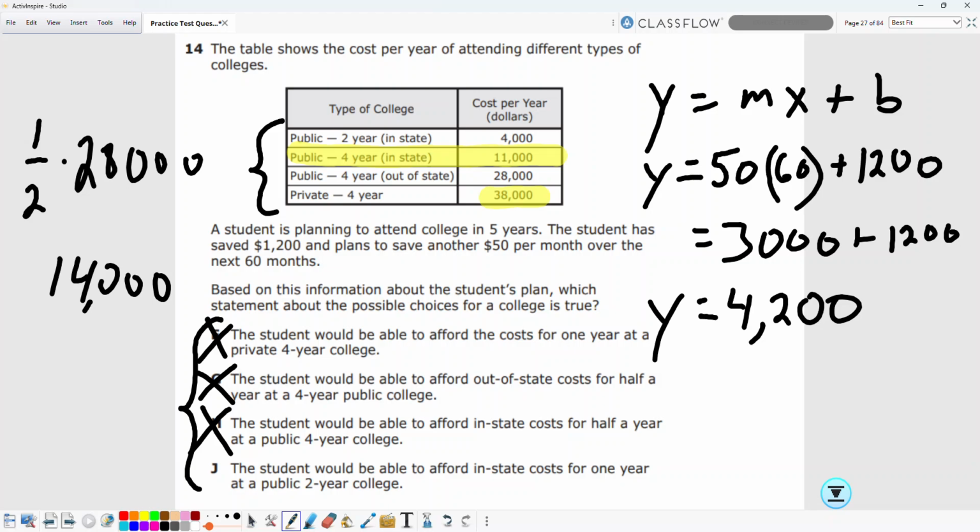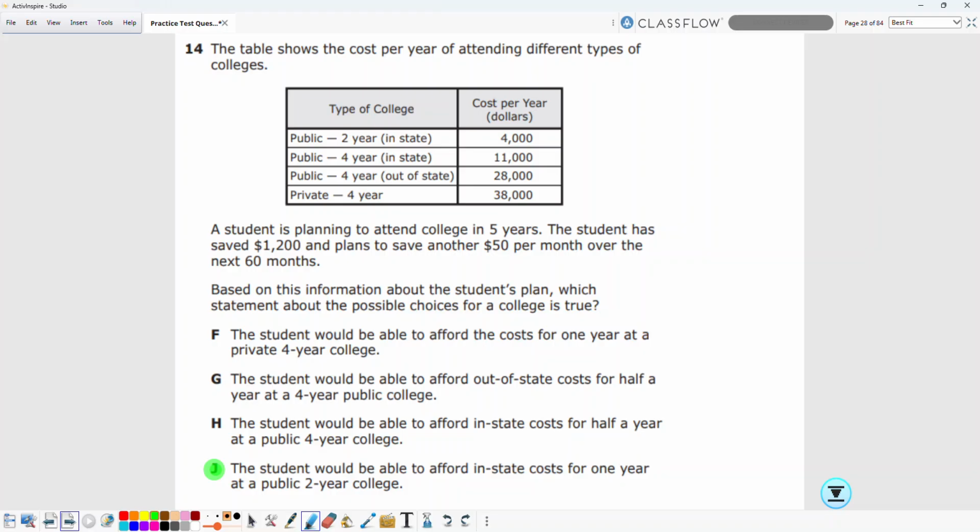So we have J. Well, let's take a look at it. The student would be able to afford in-state costs for 1 year at a public 2-year college. Okay, let's make that green. Public 2-year college, 4,000. The student can afford that. So I'm going with J. Let's check our answer. J is correct. And there you have it.